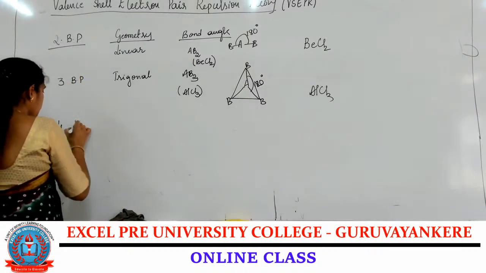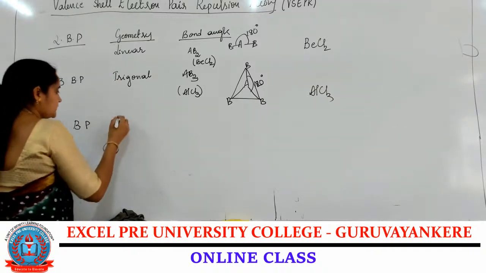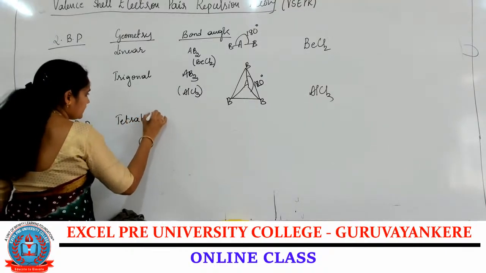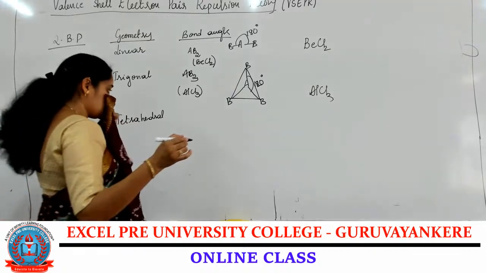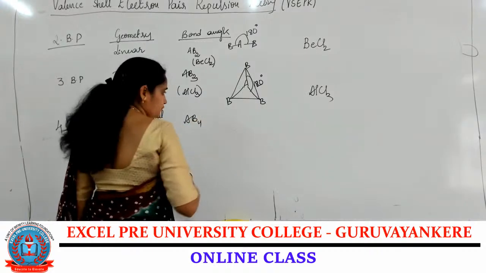If 4 bond pairs are present, the geometry of the molecule is tetrahedral geometry, and the bond angle is... it is of kind AB4.